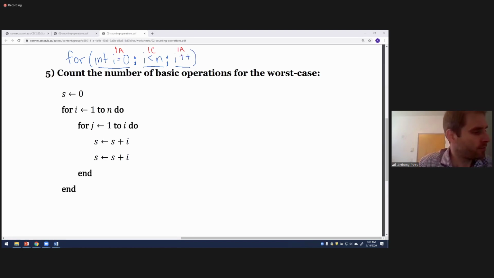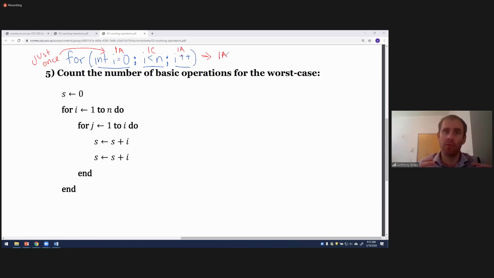So again, we need to think about how often these three different parts of a for loop work. In a for loop like this, what we know is we're doing the initial assignment just once. So if we were to think about how this works, we'd have a single assignment to begin with.